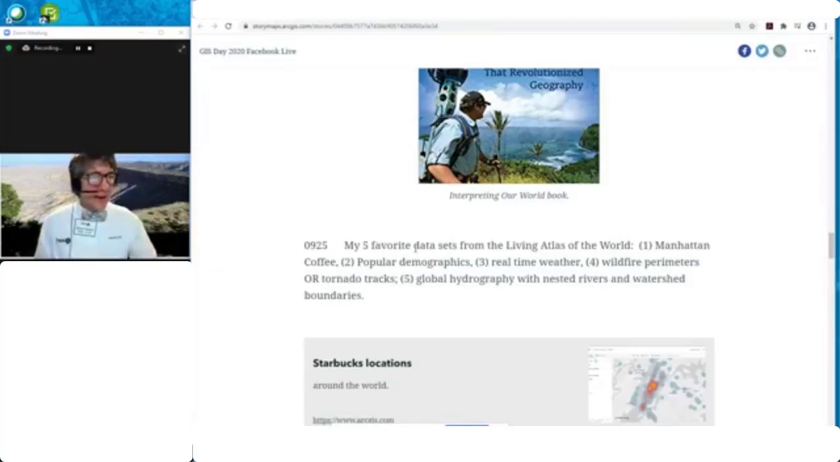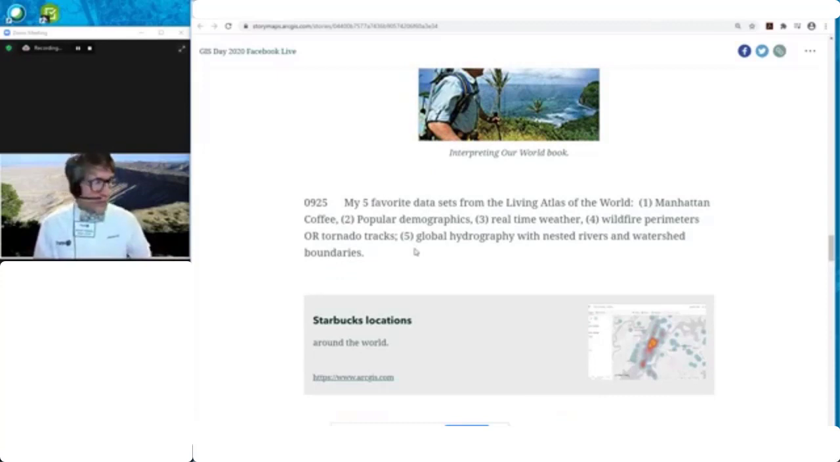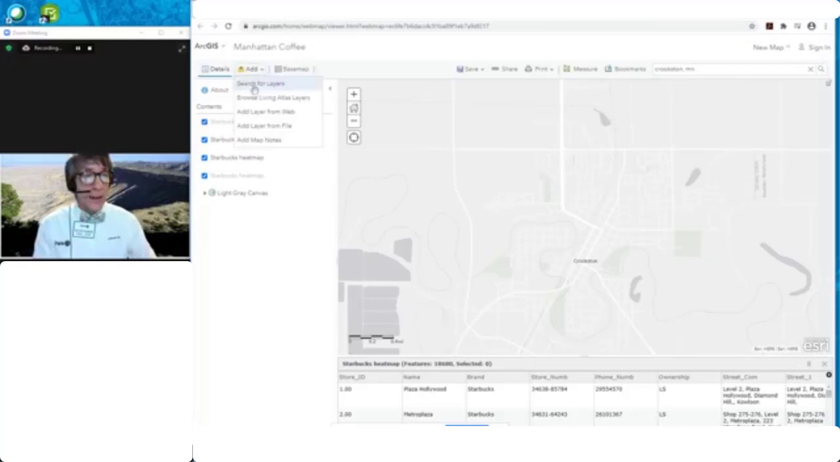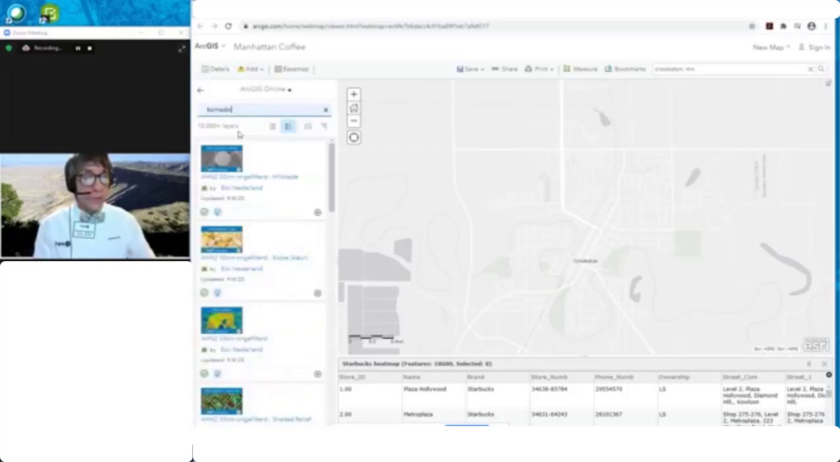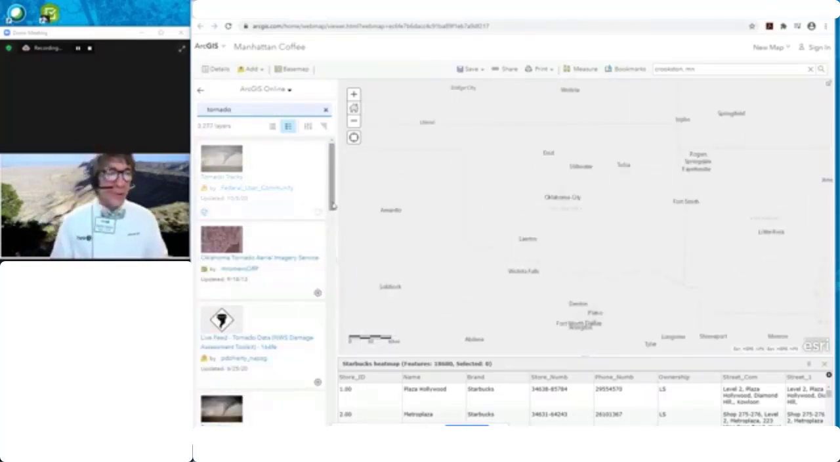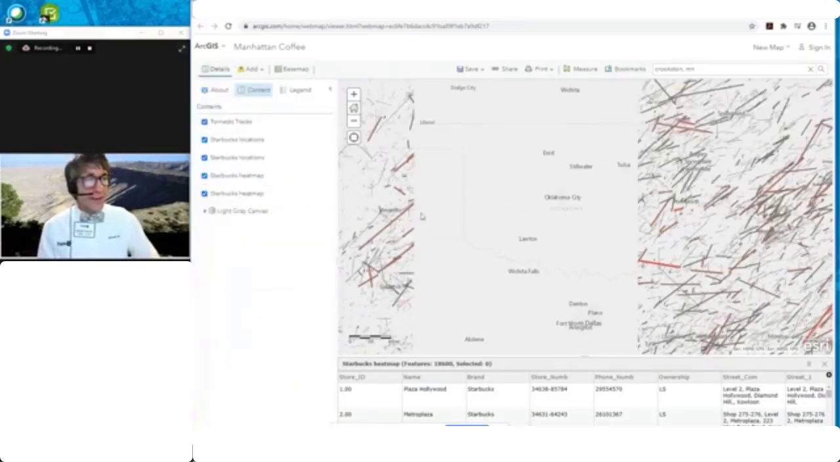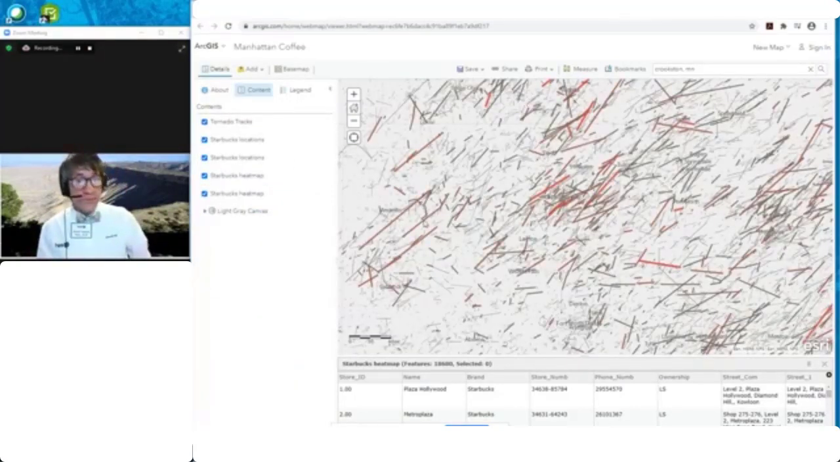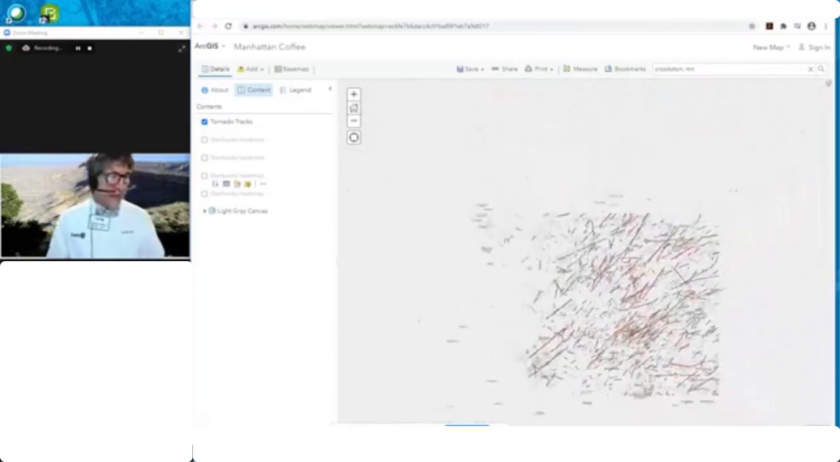The popular demographics. Wildfire perimeters or tornado tracks, fascinating to be able to look at that, because you've got tornado tracks, for example, at 60 years. So let's go ahead and search for layers, and we're going to search for tornado. Yep, and the tornado tracks are going to come in, because I like it, in part, because you've got a wealth of data at your fingertips, but also it touches on the whole data quality issue that we've been talking about here. So we've got some tornado tracks, and again, it's a 60-year time period. So now we've got this pattern that we see.